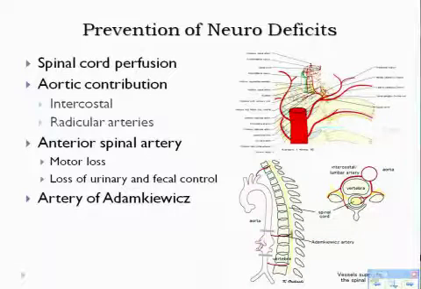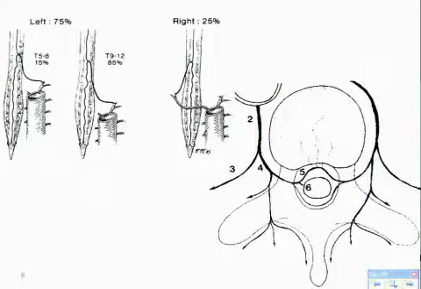Now, 75% of the artery of Adamkiewicz is located on the left side, 25% on the right. Almost 85% originates from the T9 through T12 subsegments. So if you're cross-clamping above that and below that and you do fem-pem bypass, that person should still be okay. But if you have the unlucky person who has the artery of Adamkiewicz high, at T5 through T8, that's where the cross-clamp's at.